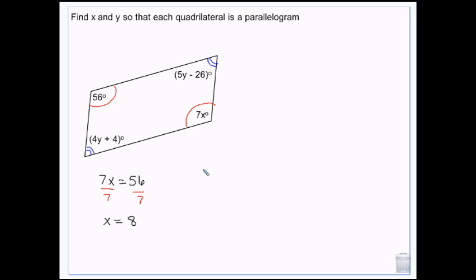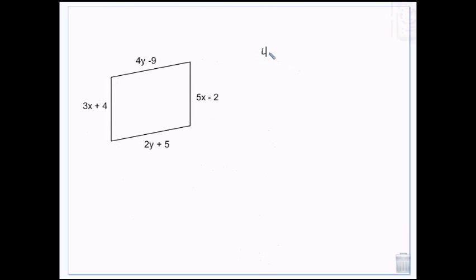And then I can do 5y minus 26 is equal to 4y plus 4. Subtract 4y from both sides, and you get y minus 26 is equal to 4. Add your 26. And y is 30. You do 4y minus 9 equals 2y plus 5. Subtract 2y from both sides. Perfect. 2y minus 9 equals 5. Add 9. 2y equals 14. So y equals 7, yeah.